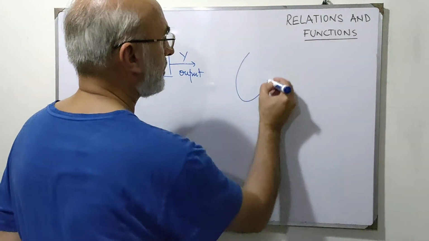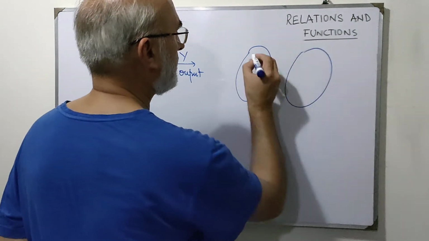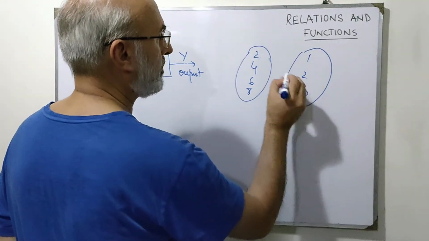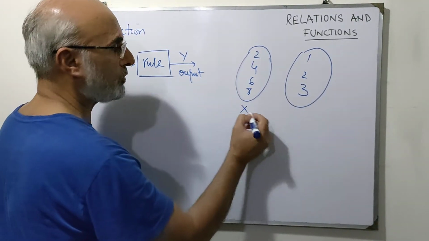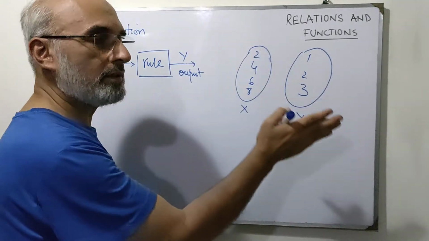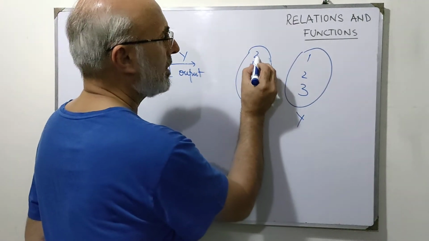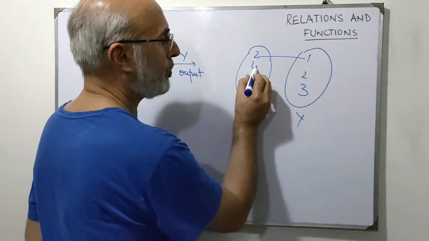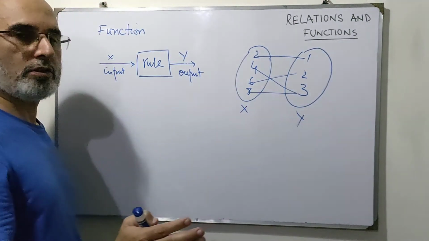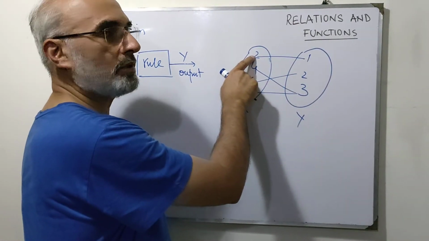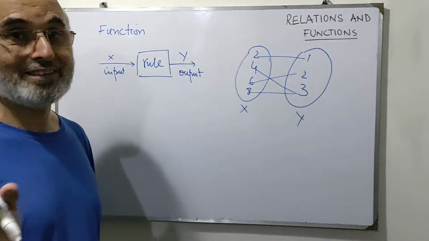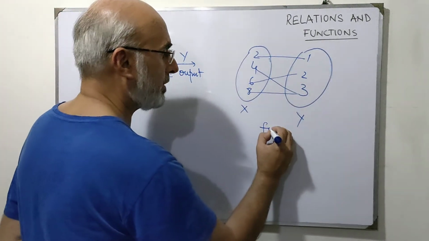What I mean is, like if I have here 2, 4, 6, 8, and 1, 2 and 3. And if I say that okay, these are my x values, these are my y values, this is input, this is output. So after passing through a rule, what I am getting is 2 is related to 1, 4 is related to 3, 6 is related to 2 and 8 is related to 3. So it's a function, right? For every input there is one output, every input there is one output. That is fine, it's a function.